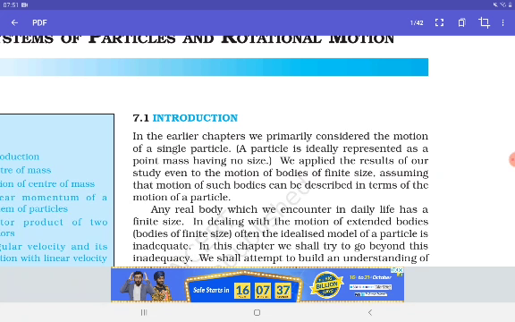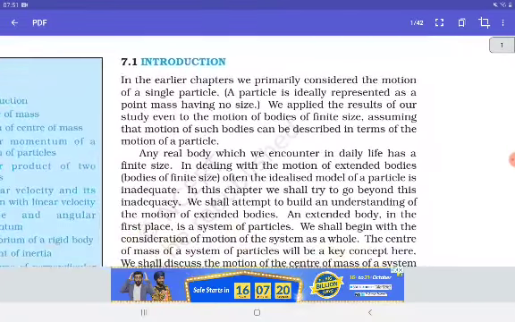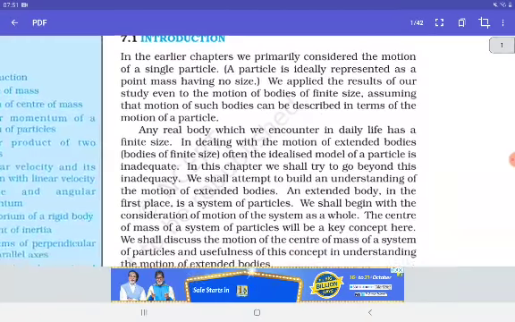Any real body which we encounter in daily life has a finite size. In dealing with the motion of an extended body of finite size, often the idealized model of a particle is inadequate. In this chapter, we shall try to go beyond this inadequacy. We shall attempt to build an understanding of the motion of extended bodies.